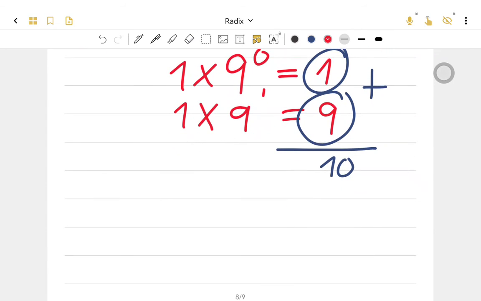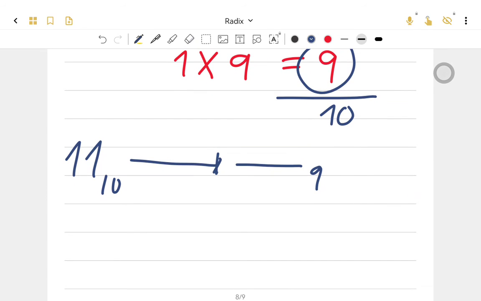How about 11? What is the equivalent of 11 in the base of 9? Okay, so of course, the same process. We are going to divide 11 by 9. That is 1. 1 times 9 is 9. 11 minus 9 is 2. Therefore, we have 1, 2.